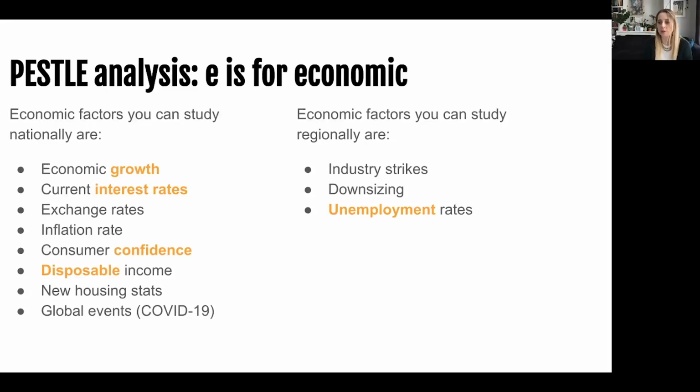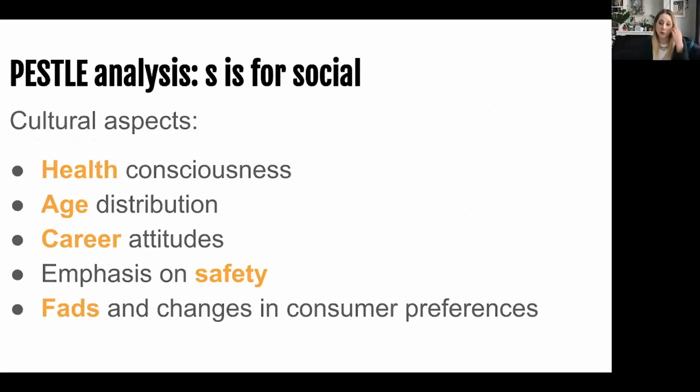So economic factors include, on a national level, economic growth, current interest rates, exchange rates, inflation rates, consumer confidence, disposable income, new housing stats, and global events, much like the COVID-19 pandemic that can send economies and governments into a bit of a tizzy. Some economic factors you can study that are more regional or localized are industry strikes, downsizing, and unemployment rates.